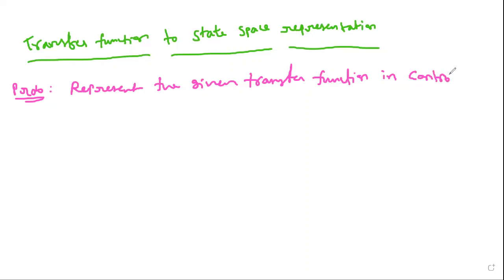In controllable canonical form. Also draw the state diagram. We did one question, sir, on this. Yes, one problem. What is the transfer function? We did.